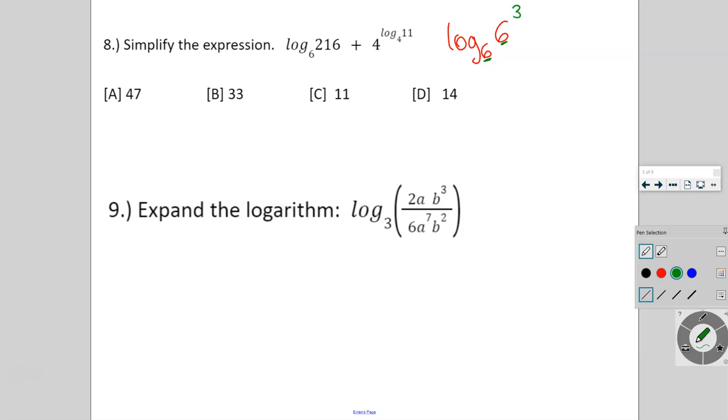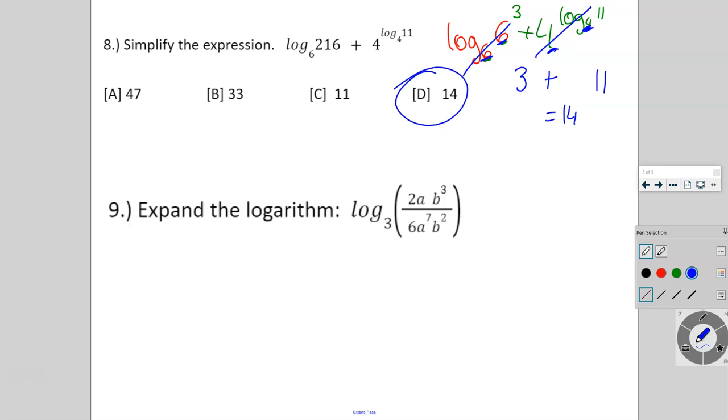Now, on the second part, I'm just going to rewrite it here first so I can see both of them cancel each other out. I can tell that the exponent base and the base of the log are the same, a 4 and a 4. So these can cancel each other out, which means the 11 will drop. Now I converted to a 6 and a 6 here, so these cancel each other out, which drops to 3. And of course, we're adding in between. So 3 plus 11 equals 14.